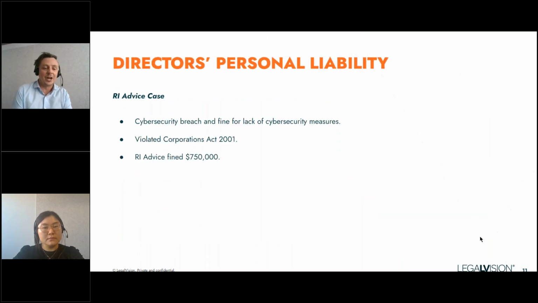So some recent changes to the case law outside of the Privacy Act. The decision of ASIC and RI Advice Group is a 2022 Federal Court decision. ASIC brought proceedings against the financial services company RI Advice, and the Federal Court found that RI Advice did not have sufficient cybersecurity measures in place. Ultimately the court decided that RI Advice was in breach of the Corporations Act and their directors' duties, and was ordered to pay $750,000 in legal costs to ASIC.